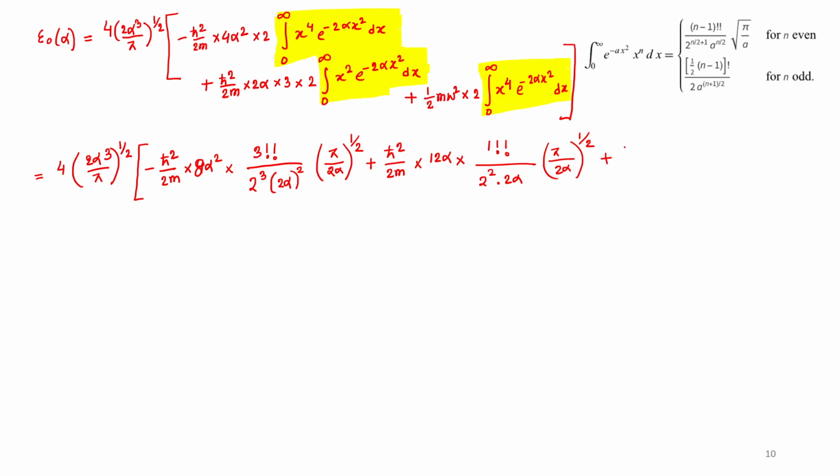This is half m omega square into 3 double factorial to the power cube 1 square 5 by 2.